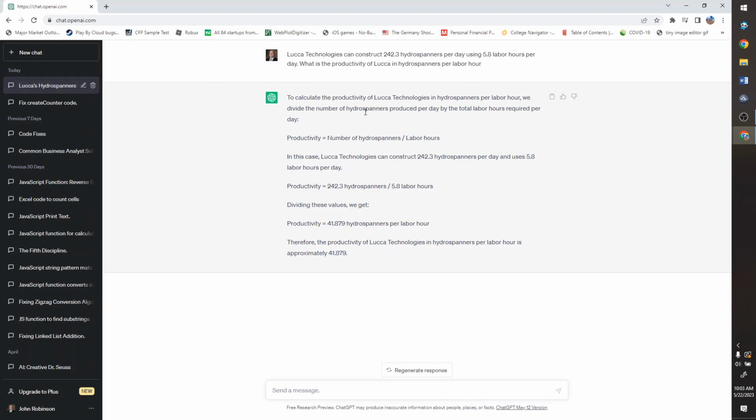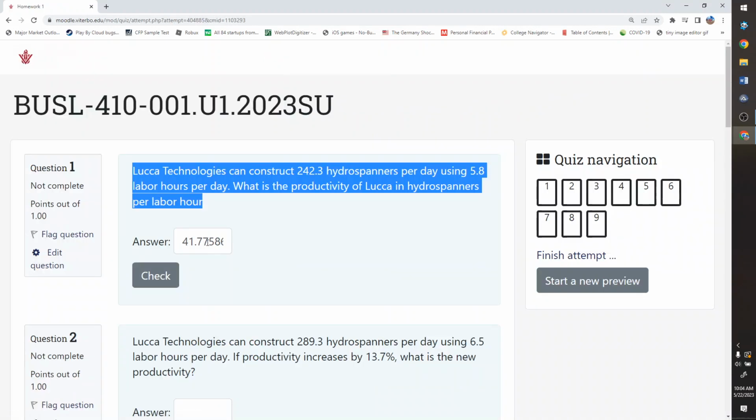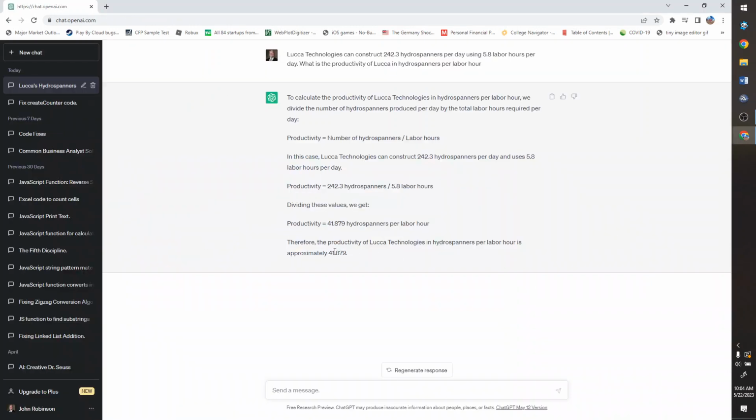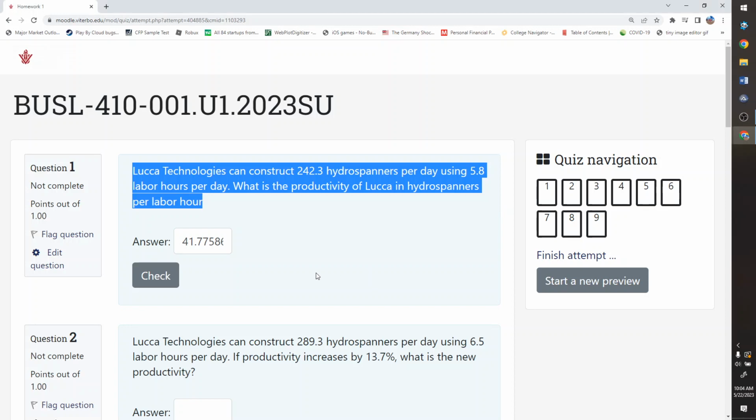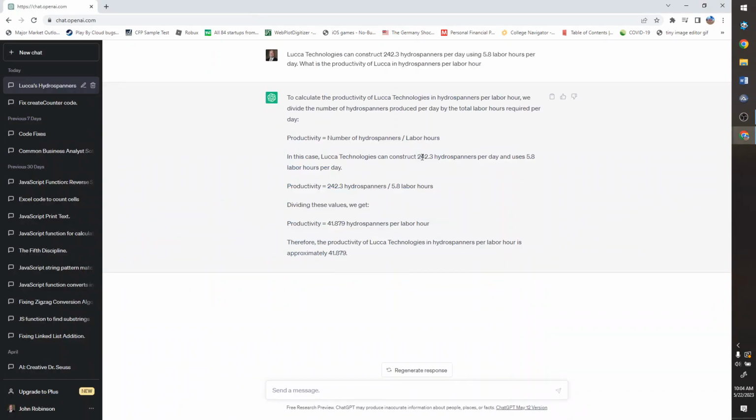It understands it's asking about productivity, and it's defined productivity appropriately, like hydrospanners per labor hour. So it's proposed the problem correctly, and we've got the division. But then notice it actually tells you this has got a bad answer, right? It's close, but it's off by a digit. So this is important to understand what these tools can and can't do. This is actually a really useful explanation for how you get to the answer. But yeah, definitely don't trust the math it spits out, but that's fine.